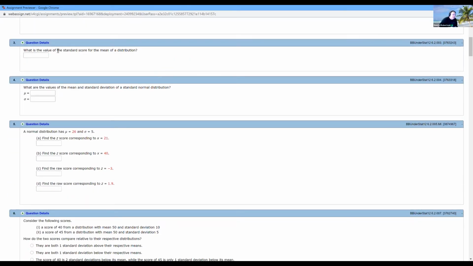Only for completeness' sake, I'm going to ask you this question. What is the Z-score, right? I'm just replacing the words standard score with Z-score. What is the Z-score for the mean of a distribution? Zero. Right. Remember, the mean has a Z-score of 0.